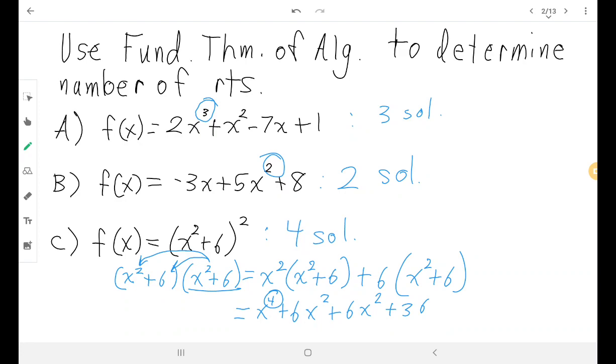But that's the real basic idea. Look at the degree of the polynomial. Sometimes you have to do some basic math to figure out what the degree is by putting some stuff together. But look at the degree of the polynomial, and the degree tells you the number of roots, the number of zeros, the number of solutions. Okay?